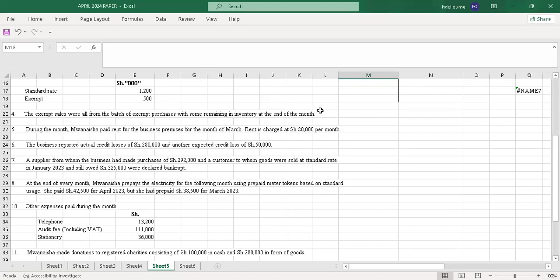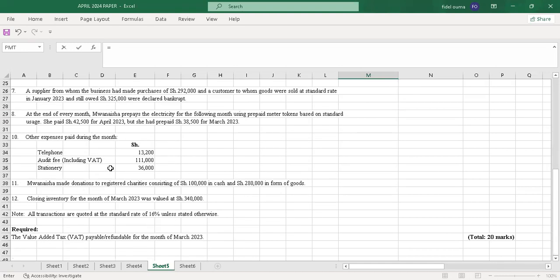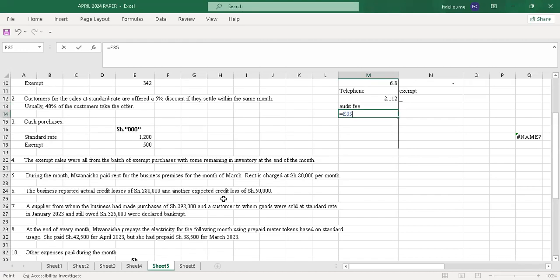So I'll go to the next one, which is audit fee. So I'll write audit. So the audit fee, it's including VAT. So this was inclusive of VAT. So I'll pick that and multiply by 16, divide by 116. Yeah, that's how you do it.